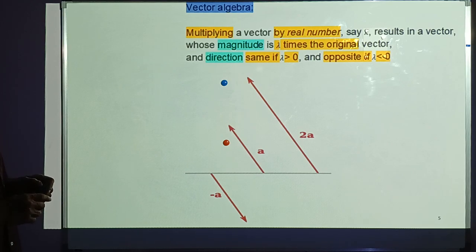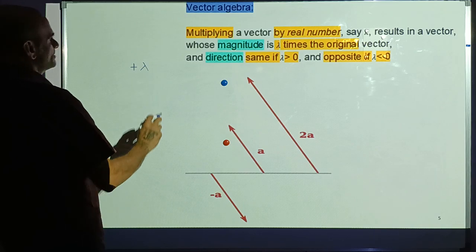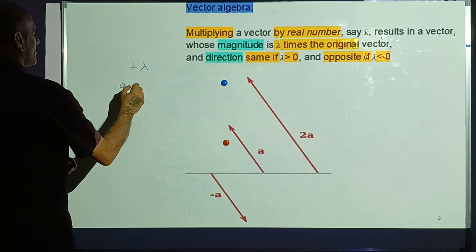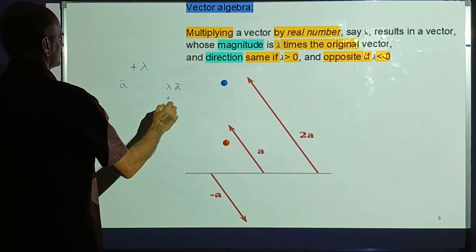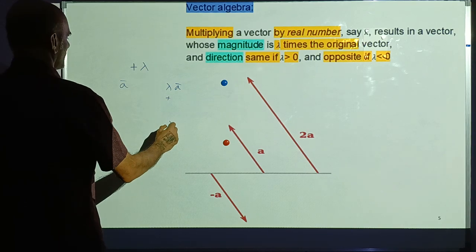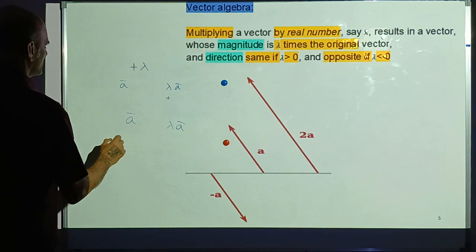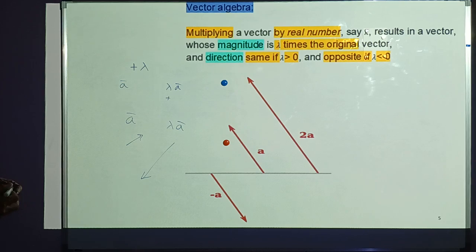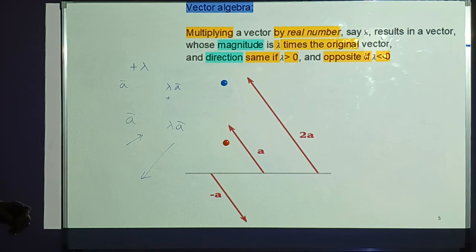So if you multiply a vector by a positive real number, then the direction is same as the original vector. So A and lambda A will have the same direction if lambda is positive. But if lambda is negative, then A and lambda A will be in opposite directions. Suppose if A is like this, then lambda A will be in the opposite direction. If lambda is greater than 1, then the size will increase. If lambda is a fraction between 0 and 1, then the size of the lambda A will be less than the vector A.